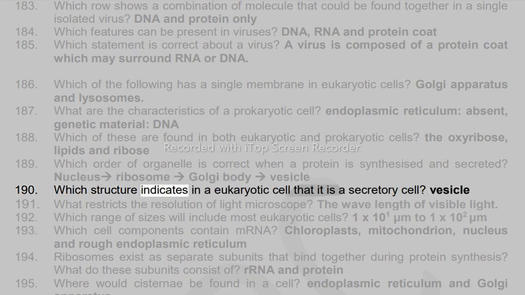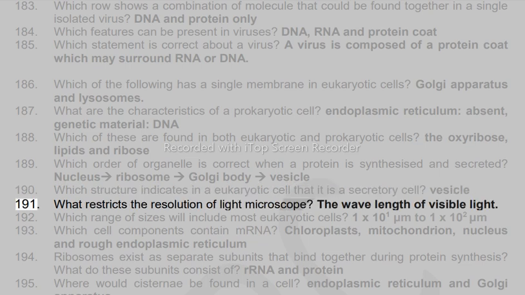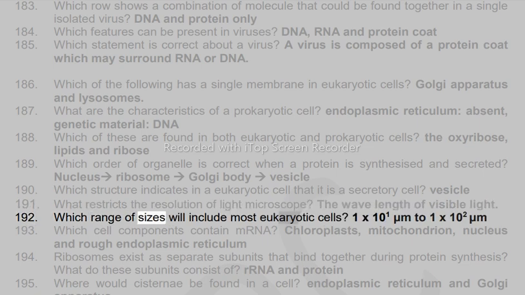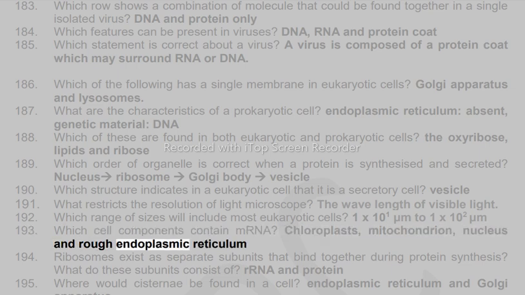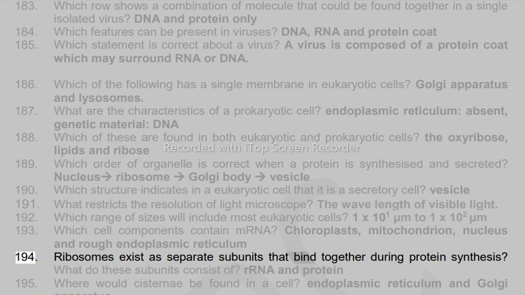190. Which structure indicates in a eukaryotic cell that it is a secretory cell? Vesicle. 191. What restricts the resolution of a light microscope? The wavelength of visible light. 192. Which range of sizes will include most eukaryotic cells? 1 by 10^1 micrometers to 1 by 10^2 micrometers. 193. Which cell components contain mRNA? Chloroplasts, mitochondrion, nucleus and rough endoplasmic reticulum.